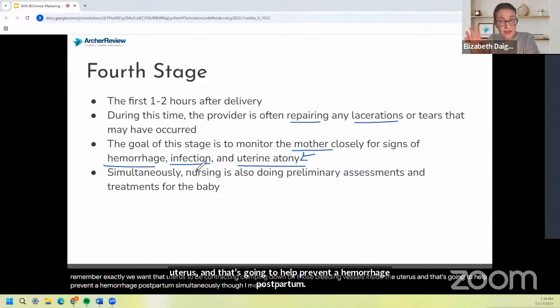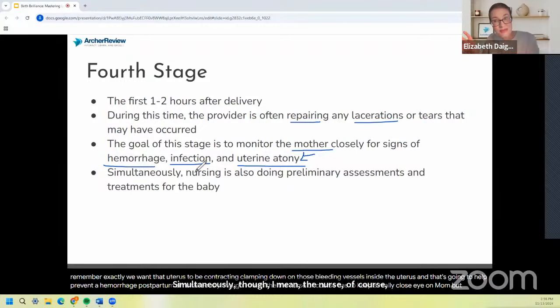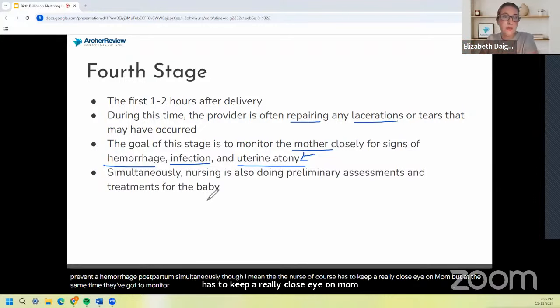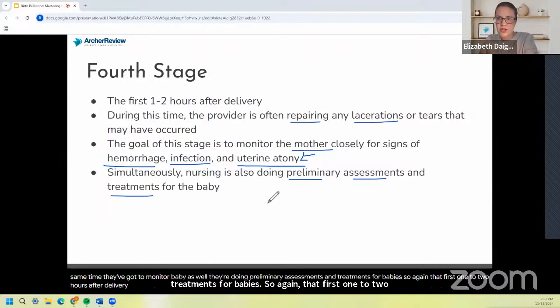Simultaneously, though, the nurse, of course, has to keep a really close eye on mom, but at the same time, they've got to monitor baby as well. They're doing preliminary assessments and treatments for baby. So again, that first 1 to 2 hours after delivery, it's a little hectic for the nurse.